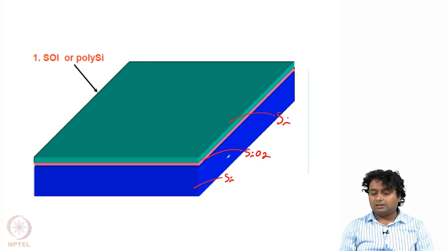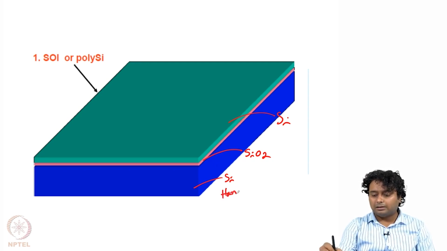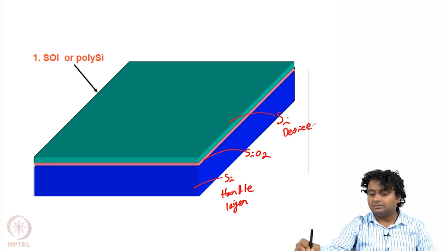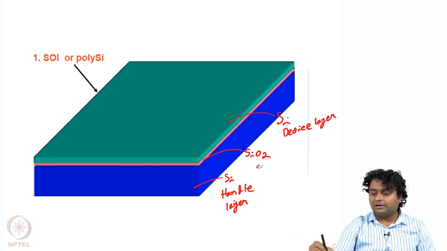The bottom silicon is like the platform or the substrate. This is called the handle layer. The top silicon is much thinner compared to the bottom silicon, so it can be 10 micron, 20 micron, whereas the bottom layer or the handle layer is like 500 micron. The top is also called the device layer, and in between, the SiO2 is the sacrificial layer.